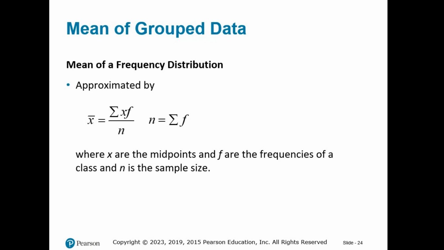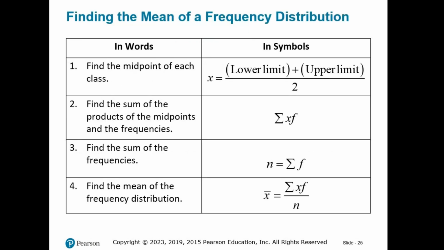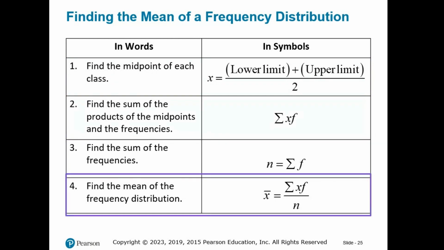I'll review the steps, then we'll go over an example. First, you need to find the midpoint of each class. You do this by adding the lower limit to the upper limit and dividing by 2, and you do this for all classes. Then you find the products of the midpoints and frequencies and find the sum of those products. Then you find the sum of the frequencies. Lastly, you divide the sum of the products by the sum of the frequencies.